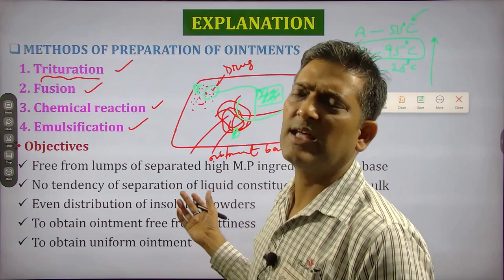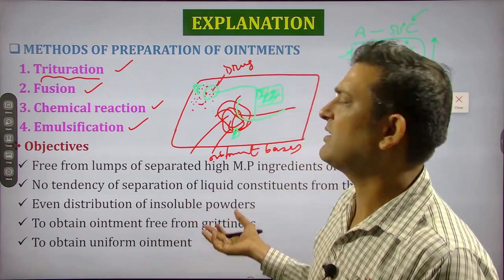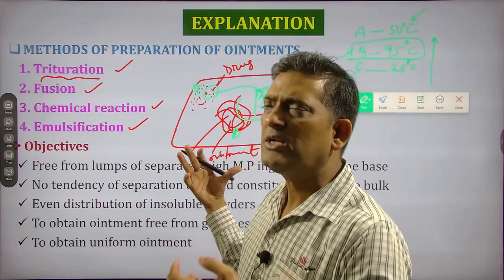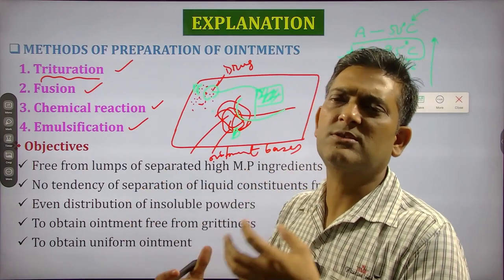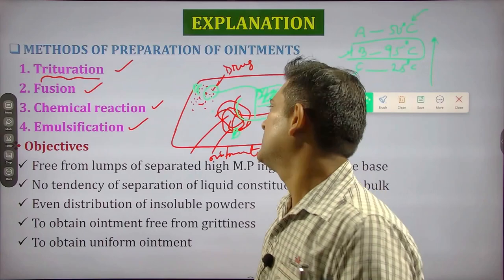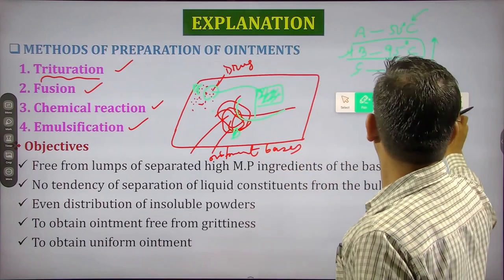Then there is chemical reaction, where a reaction between two products gives the ointment, and emulsification, which is the O/W and W/O type of preparation using emulsifying agents. Okay, so your answer is there already.